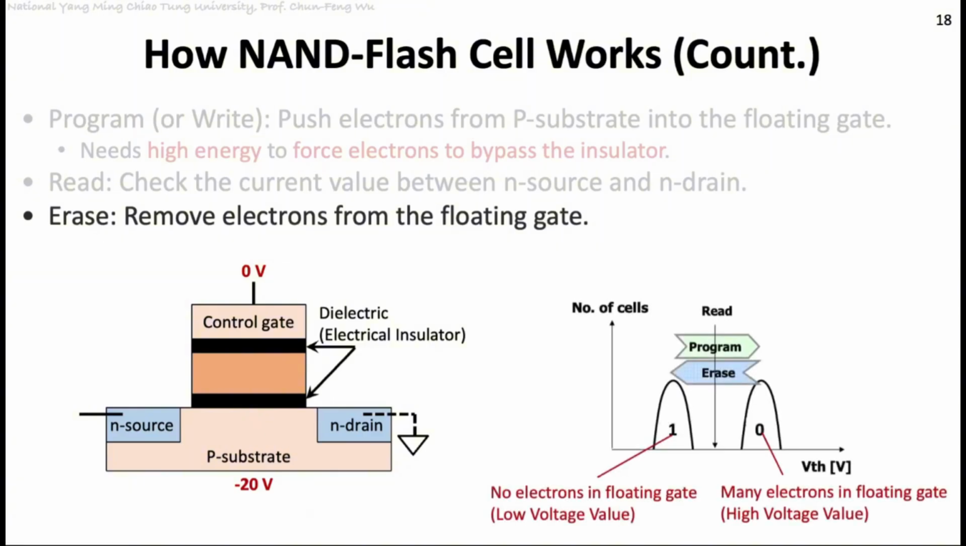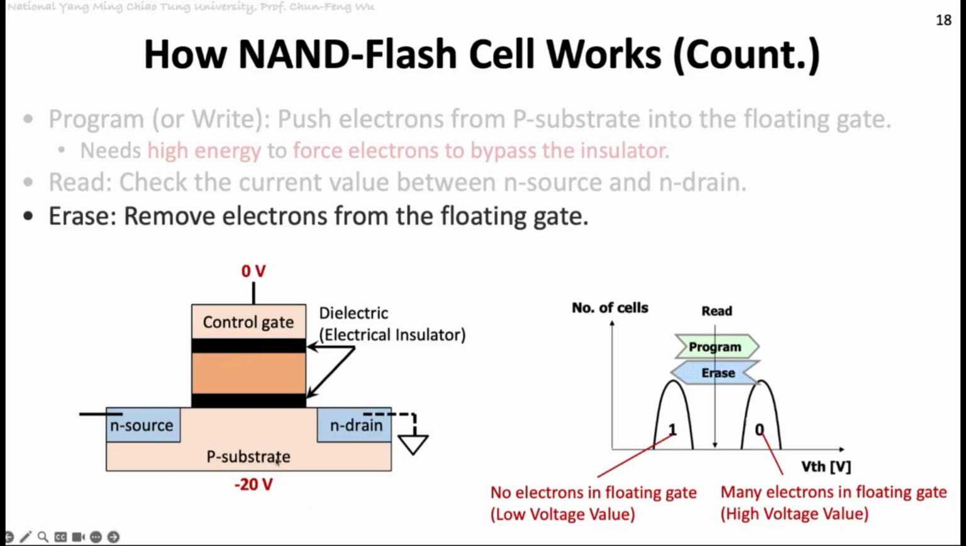So a quick recap: if there are no electrons inside the floating gate, then we say this is the low voltage value, and probably it represents 1. And if there are many electrons inside the floating gate, then it means the high voltage value. So program is to push the electrons from the P substrate into the floating gate, and erase is to drag the electrons from the floating gate out to the P substrate. Okay.